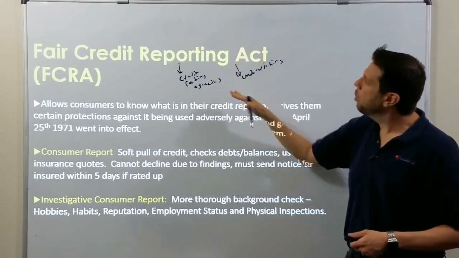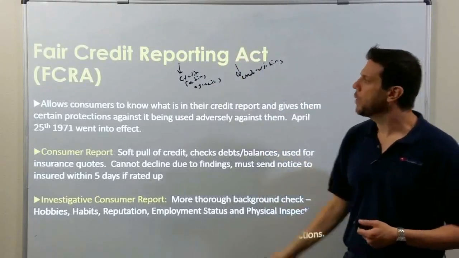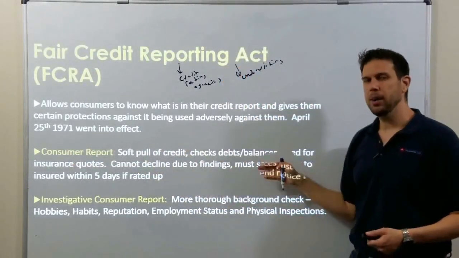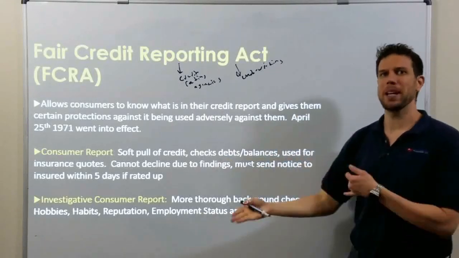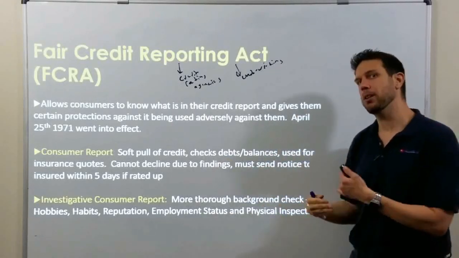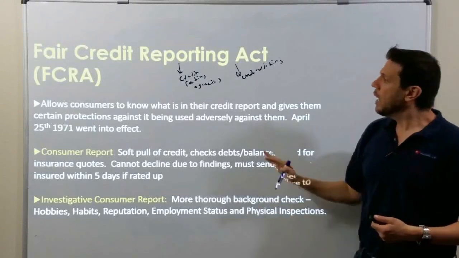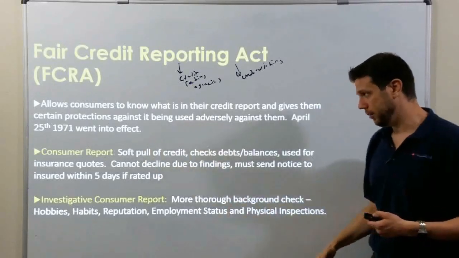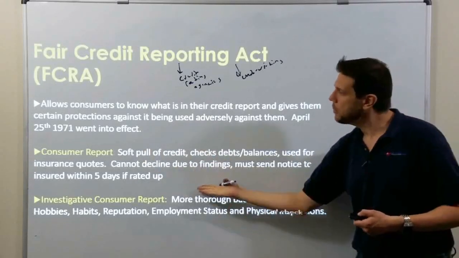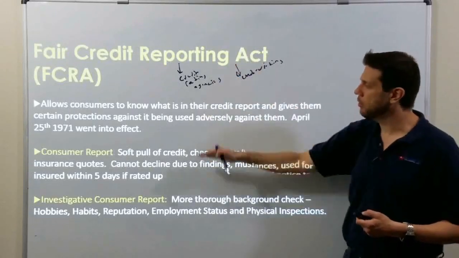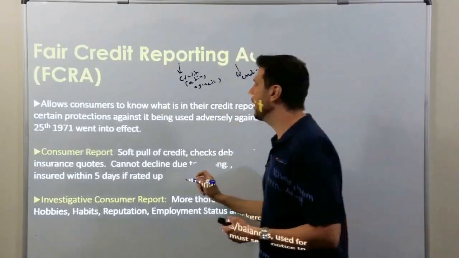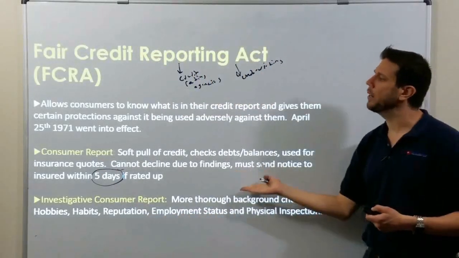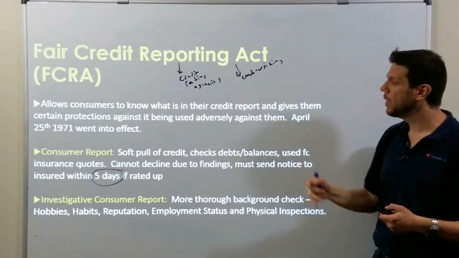When the insurance companies pull a person's credit report for underwriting, we do something called a consumer report. It's a soft pull of credit where they just check to see if a person pays their bill on time, checks their motor vehicle records, and things like that. We have to notify people up front that we are pulling their credit. And if their insurance premiums go up because of their credit report, the insurance company has to send them a letter within 5 days explaining why their premiums went up.